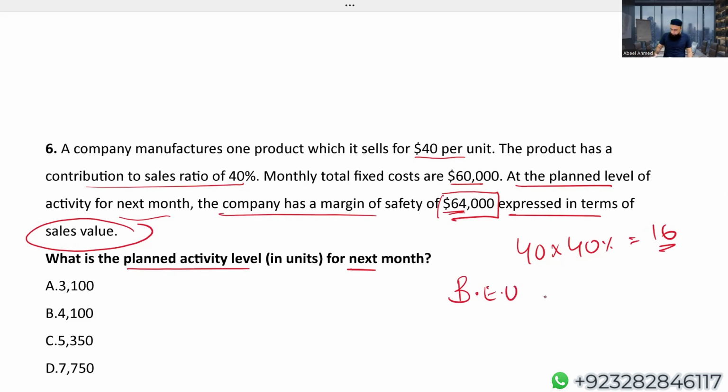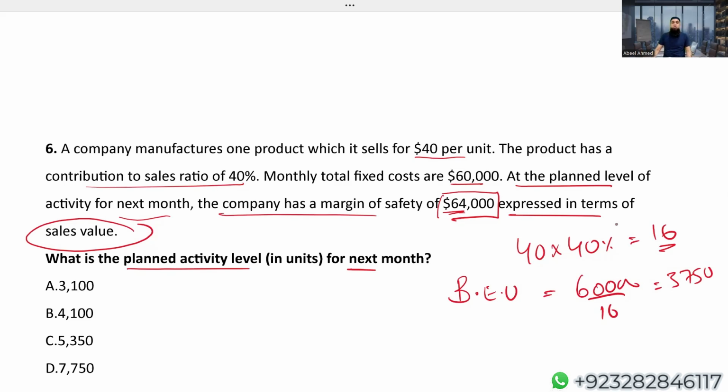First of all, if I calculate break-even units, how will I calculate it? 60,000, the fixed cost, divided by 16. So break-even units, we are getting 3,750. Students, these are the break-even units.